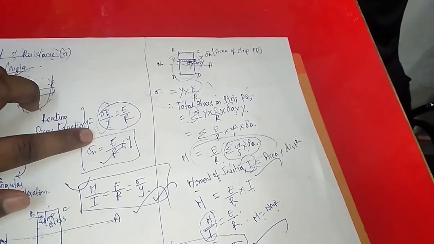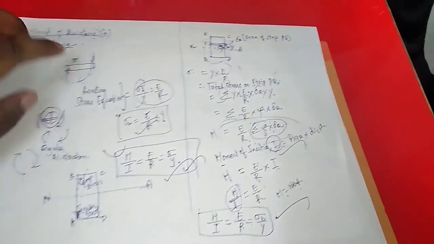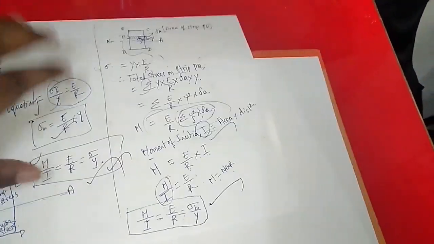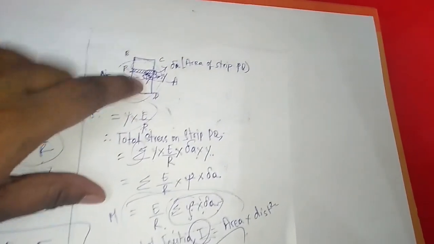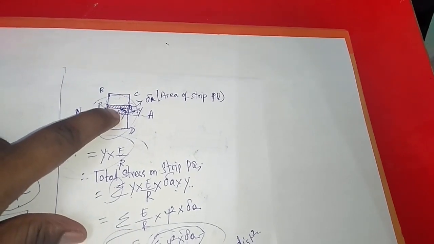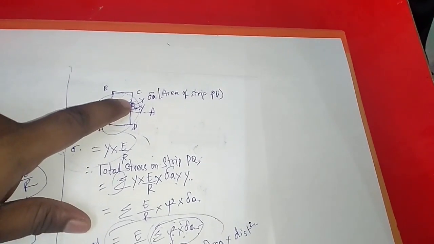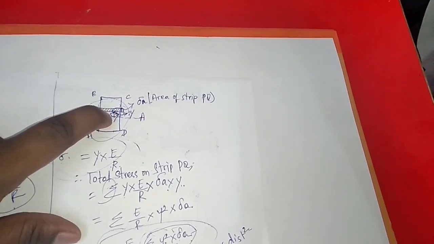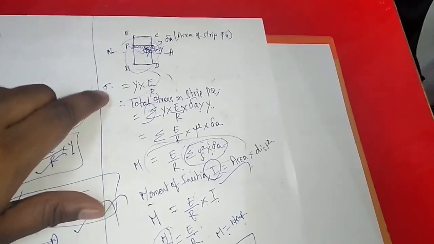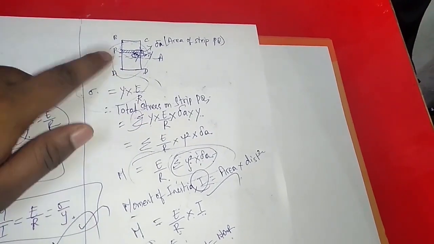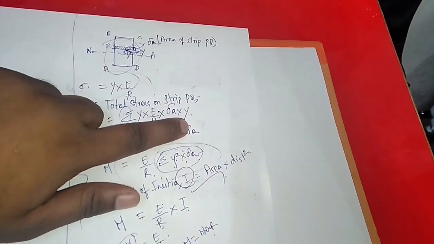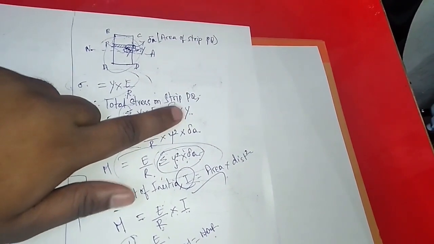So the bending stress equation is sigma B by Y is equal to E by R. So sigma B is equal to E by R into Y. You can write it like this also. After that, if you come here, see, this is your beam. In this beam I am going to take a neutral axis and a small strip PQ. That strip area is delta A, and it is at a distance of Y from the neutral axis. You already know the bending stress equation, sigma B is Y into E by R. So the total stress in this particular strip will be the summation of Y into E by R into delta A into Y.